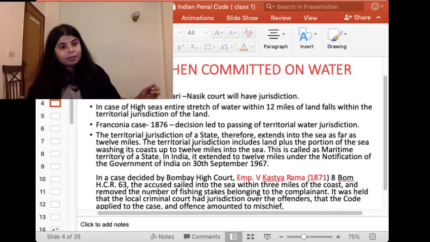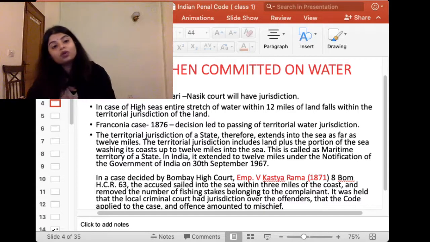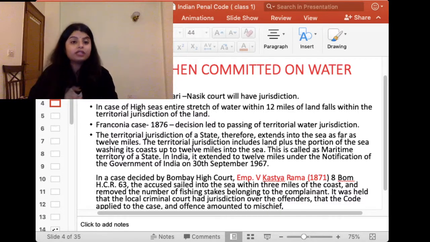If an offense is committed in the Godavari, obviously you will take it to the Nasik court. But till what stretch? There was this case called the Franconia case, where a Britisher had committed some wrong on the high sea, and the question was whether he could be made liable or not, but there was no law at that time. The Franconia case is the case behind the development of this particular law.